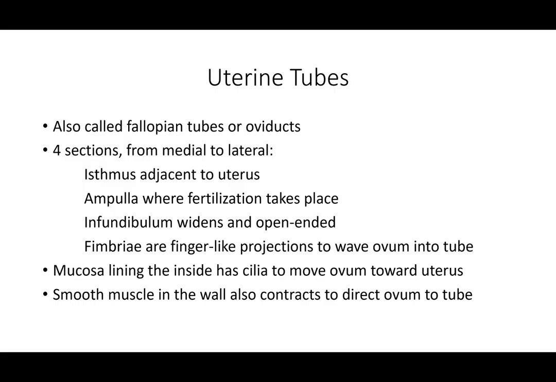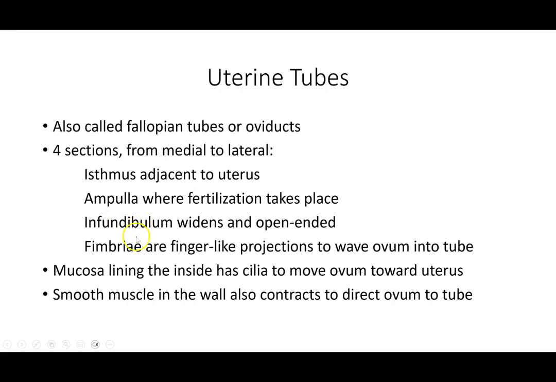All right. Let's get into the uterine tubes. These are also referred to as the fallopian tubes or oviducts. They have 4 sections. We're not going to focus on all of these in lab material this week, only a couple of them. The isthmus is what is connected directly to the uterus. The ampulla is where fertilization should be taking place.